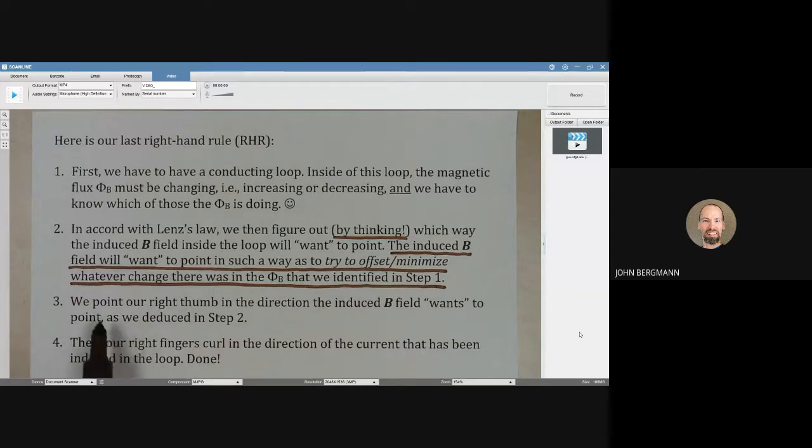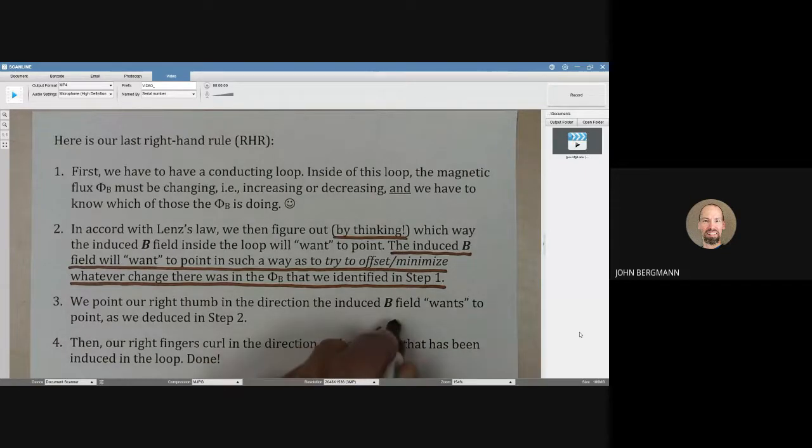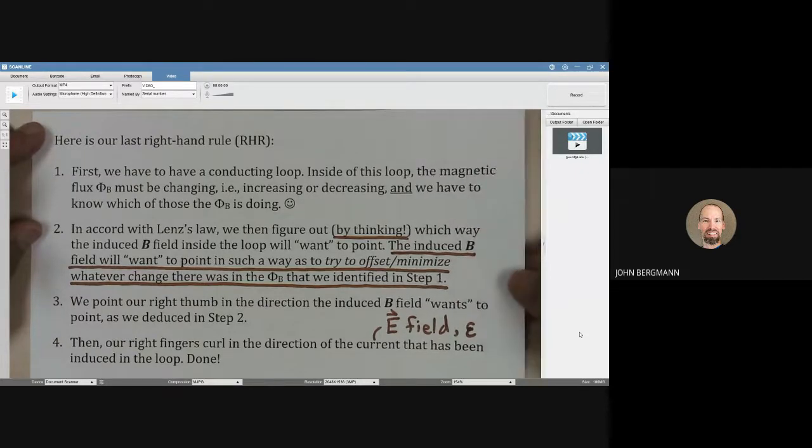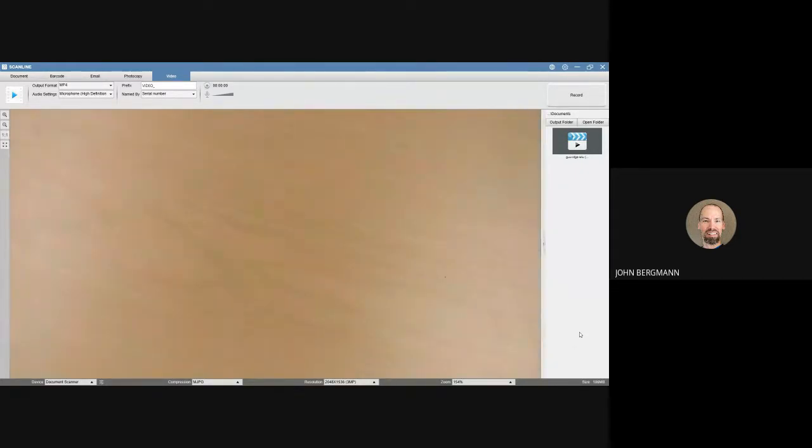Point number 3, we point our right thumb in the direction the induced magnetic field wants to point, as we deduced in step 2, and then our right fingers will curl in the direction of the current or the electric field, or the EMF. All of those point in the same direction that we figured out. That's the direction our right fingers are going to curl. Now, probably that didn't make a lot of sense, but hopefully it will after we do a few examples.